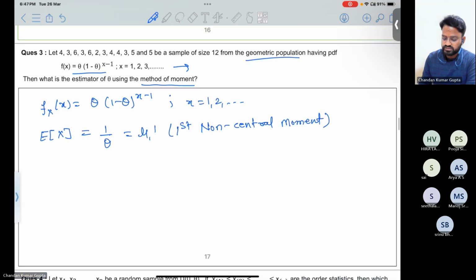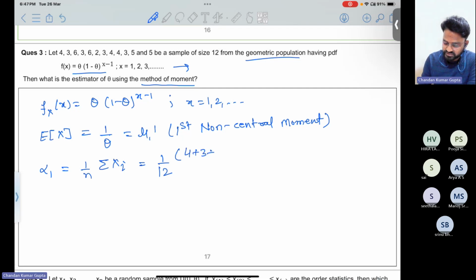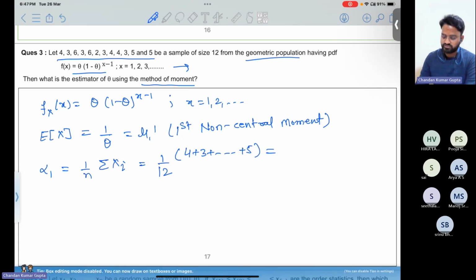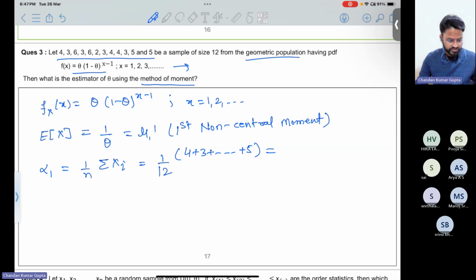Okay, so our expected value of x1 is 1 by theta, and our alpha 1 will be 1 by n summation of xi, which is equal to 1 upon 12, because 12 things are given, and it is 4 plus 3 plus, we need to add all these things, plus 5, which is equal to 48. Yes, 48 upon 12. This comes out to be 4.